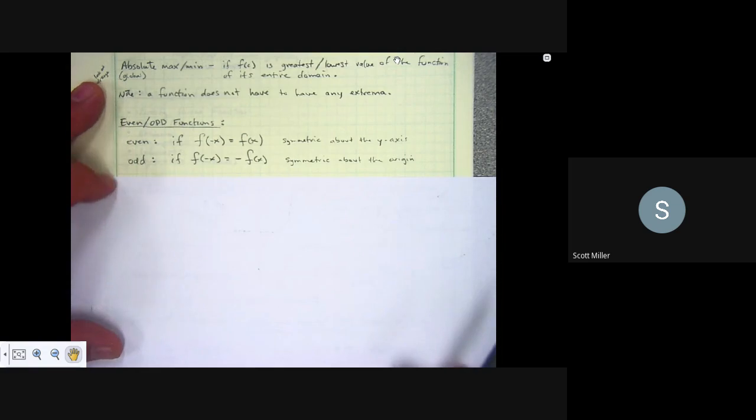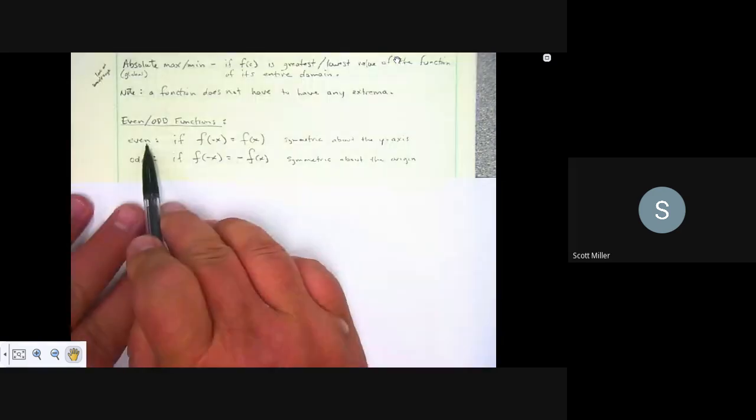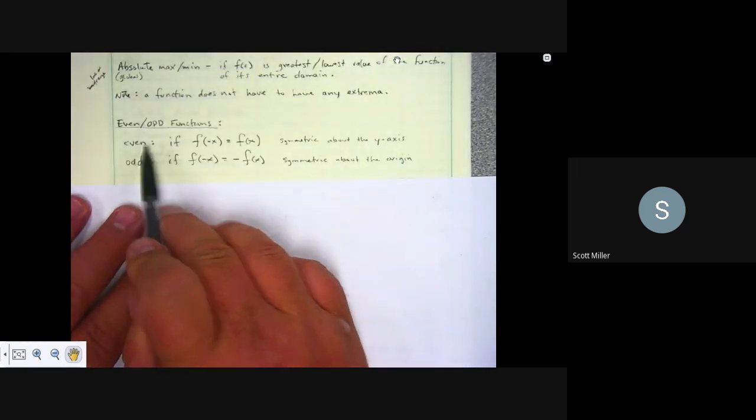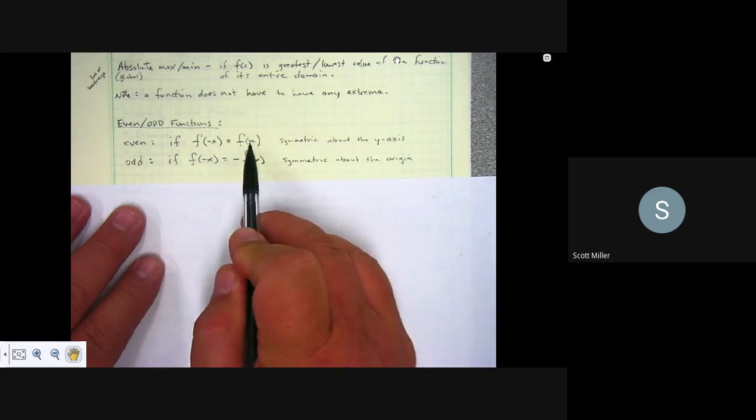Odd and even, I don't use this too often, but it is there. So if you remember from your geometry days, you talked about these things called symmetries and stuff like that. There's two types of symmetries that are involved with odd and even. We can determine it algebraically. You can also look at it graphically. A function is even if I can plug in a negative value and get the same answer as if I plugged in the positive value.